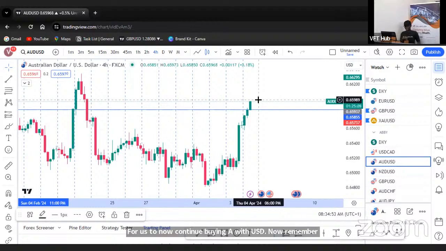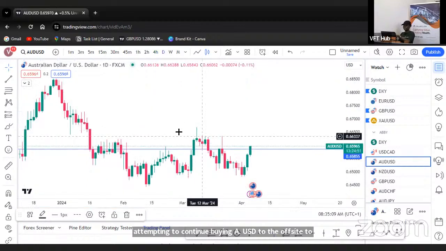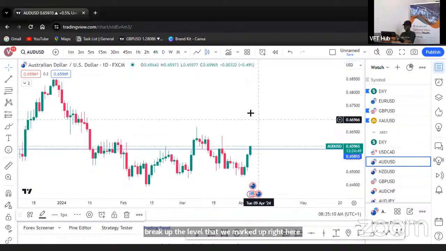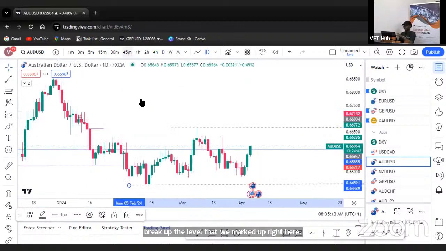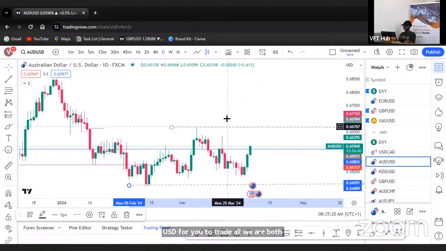Now remember, price is fractal, right? So even if our daily and our weekly time frame are currently bearish, we see the force with which AUD/USD is moving to the upside, right? So we're going to be marking for a retracement and attempting to continue buying AUD/USD to the upside to break the level that we marked up right here. If I'm too fast, let me know. So we're going to be buying AUD/USD for it to trade all the way above here, break this level, and just continue the buy movements.